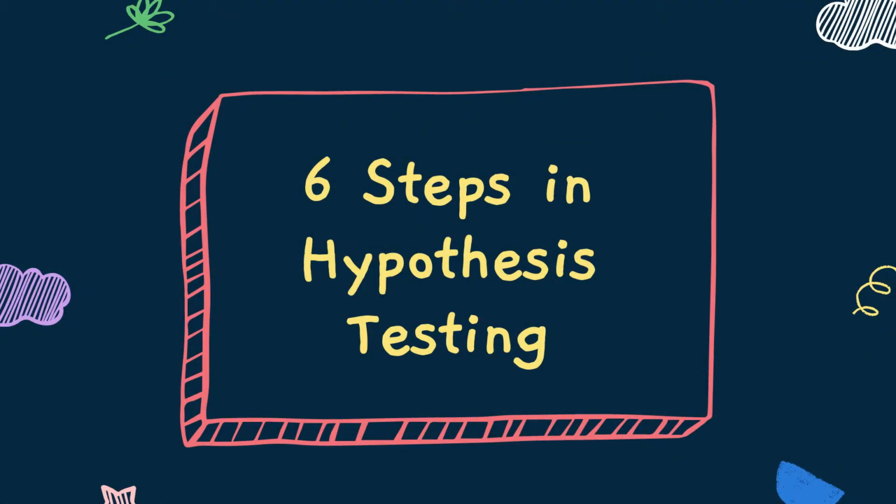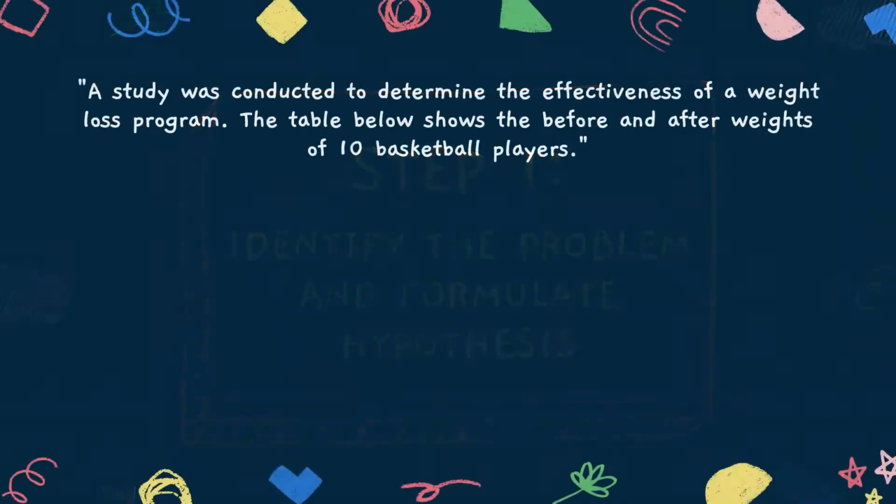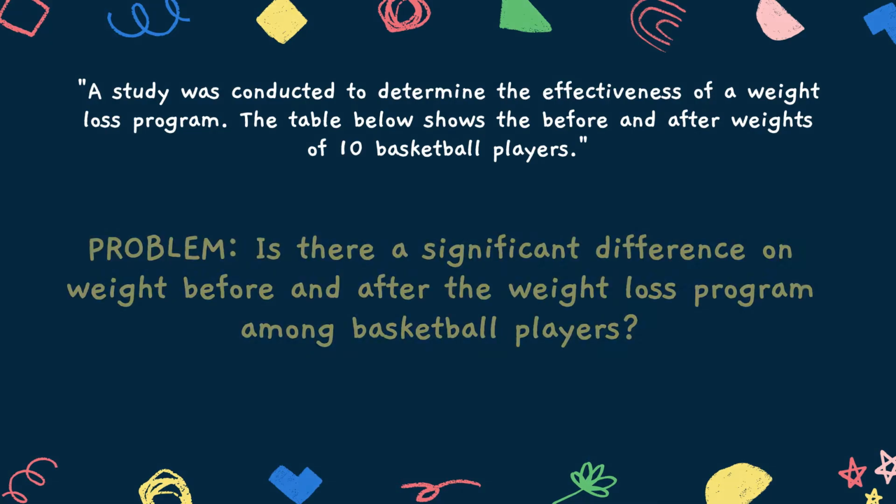For the hypothesis testing, we have 6 steps to follow. First is, we need to identify the problem and formulate hypothesis. Going back to the statement that we had earlier, which states that a study was conducted to determine the effectiveness of a weight loss program. The table below shows the before and after weights of 10 basketball players. We can then formulate our problem and it would be like this. Is there a significant difference on weight before and after the weight loss program among basketball players?